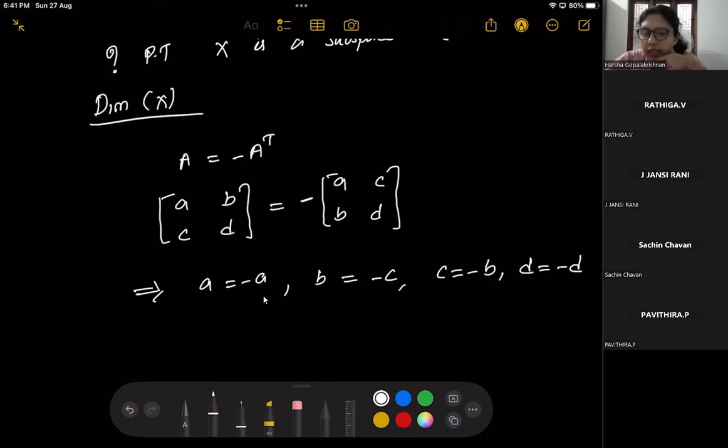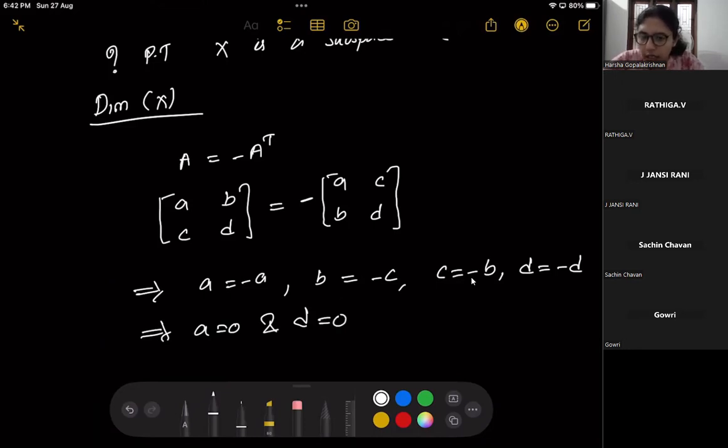If A equal to minus A, what is A? 0. Yeah, obviously A equal to 0. A equal to 0 and D equal to minus D. So D is also 0, right? Okay, so we got A equal to 0 and D equal to 0.